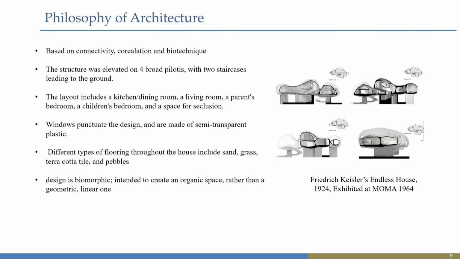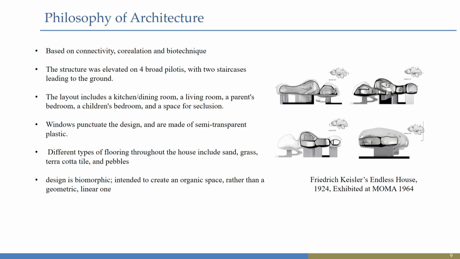Then you can see that this structure is elevated on 4 broad pillars. They are also called pilotis. So, 4 broad pillars on which the whole structure is raised, and there are 2 staircases. You have seen here this kind of staircase. So, there are 2 staircases that either lead you to the ground or they lead you to the building.